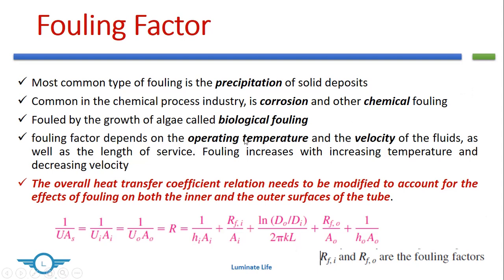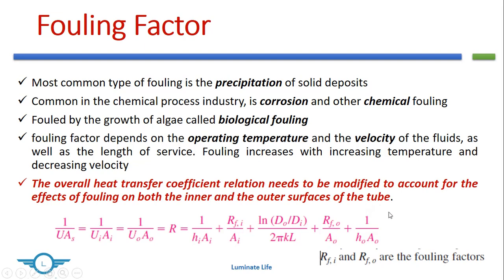Now we have to address the resistance caused by fouling in our overall heat transfer coefficient equation. Earlier our resistances consisted of only the inner convection parameter, the conduction parameter, and the outer convection parameter. Now we are going to introduce two additional resistances called RFI and RFO, where RFI is the fouling factor corresponding to the inner section and RFO is the fouling factor corresponding to the outer section. So this is a general resistance. To find it per unit area, we divide it by the respective areas.